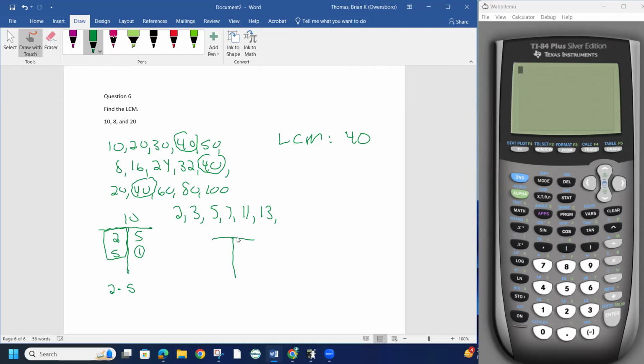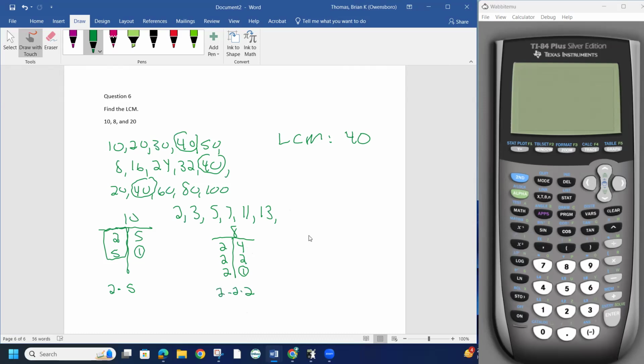Now 8. Notice that 2 is a factor of 8. 2 times 4 would give me 8. But notice that 4 is not a prime number, so we keep on moving. 2 is a factor of 4, so I can take another 2 out. If I divide a 2 out of a 4, 2 goes into 4 twice. Notice that 2 is prime, and the only thing that goes into 2 is itself, so 2 goes into 2 one time. Notice how I'm using division as a way to break it down into prime factors. So 8 is made up of 2 times 2 times 2.